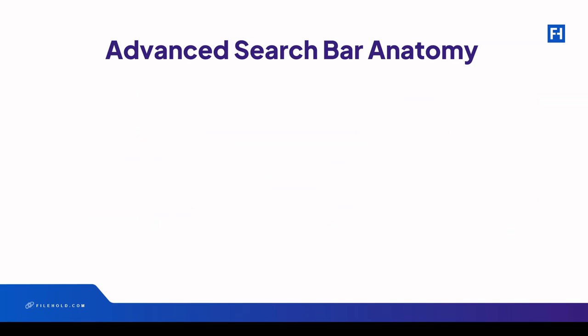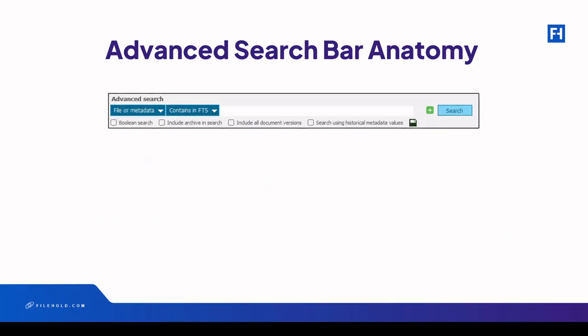Before we get into our live demo, I want to take a moment just sort of here in a safe space about what the advanced search bar looks like. And if you've used FileHold search before, you've seen this bar. This is the advanced search bar. It's at the top of our search screen when we're looking at it. And there's some components here that I just want to quickly highlight so that we know what they're going to do when we see them in the field.